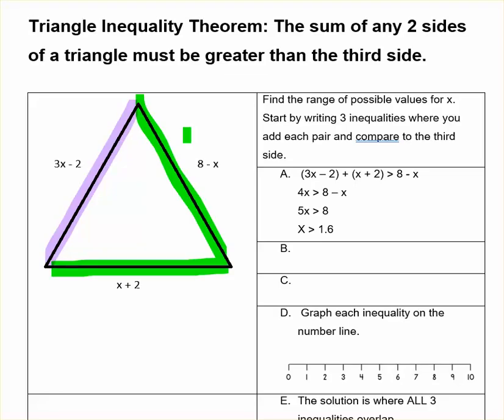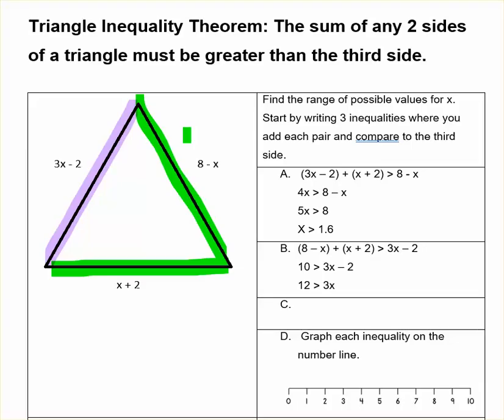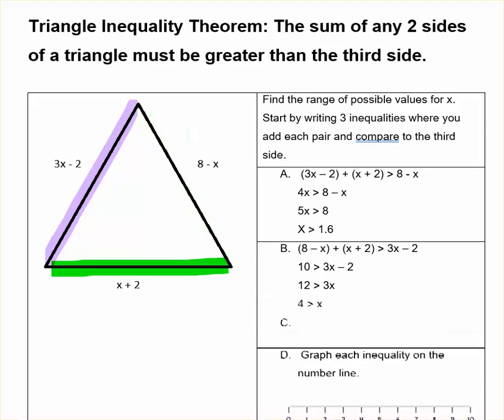Now remember, this has to apply to any two sides. So this time I've remarked them. We're going to add the two that I've now marked in green and compare it to the third side. 8 minus x plus x plus 2 must be greater than 3x minus 2. Simplifying on the left, our x terms cancel out, so we have 10 is greater than 3x minus 2. We add 2 to both sides: 12 is greater than 3x. Dividing by 3 means that 4 is greater than x.